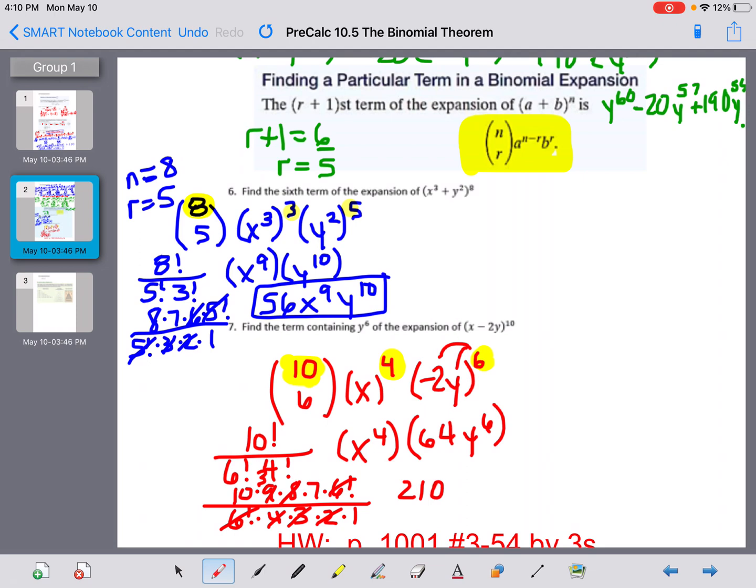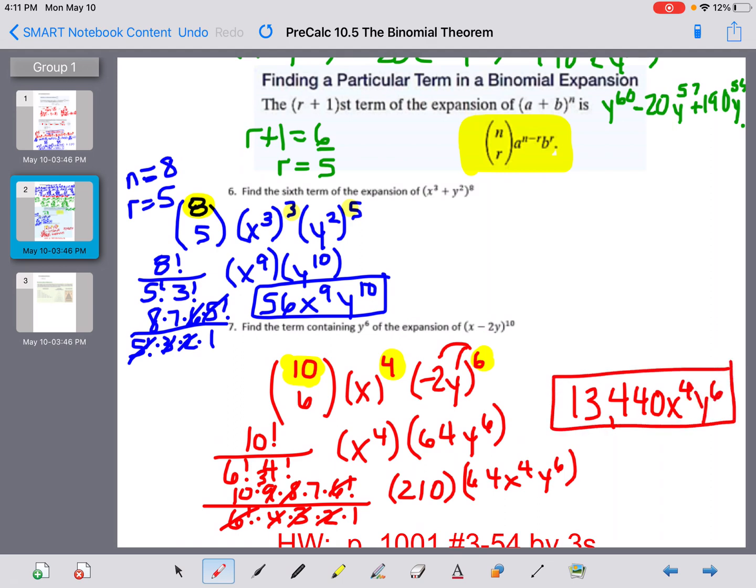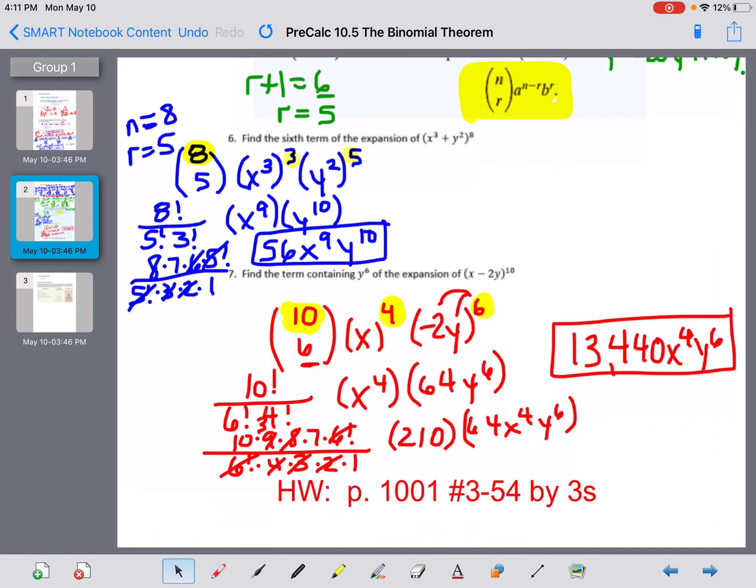So I'm going to take that 210 times all of that, right? Times 64, x to the 4th, y to the 6th. 210 times 64, how about 13,440 x to the 4th, y to the 6th will be my term containing y to the 6th, which also happens to be my 7th term, right? Because it's always one more than what I would say here. All right, so binomial expansion, this is kind of a shortcut.